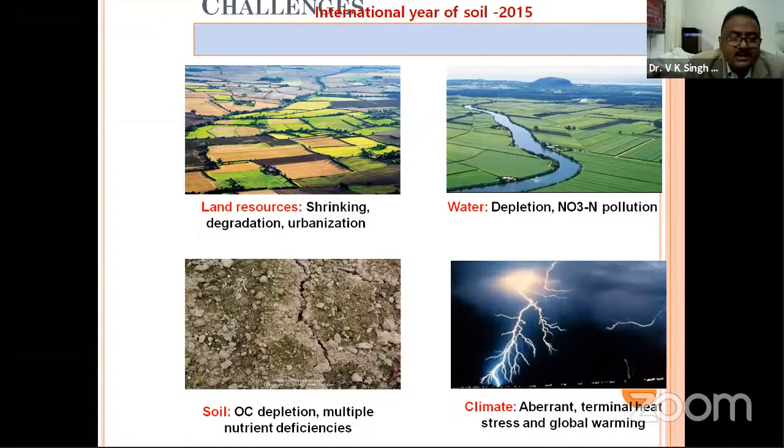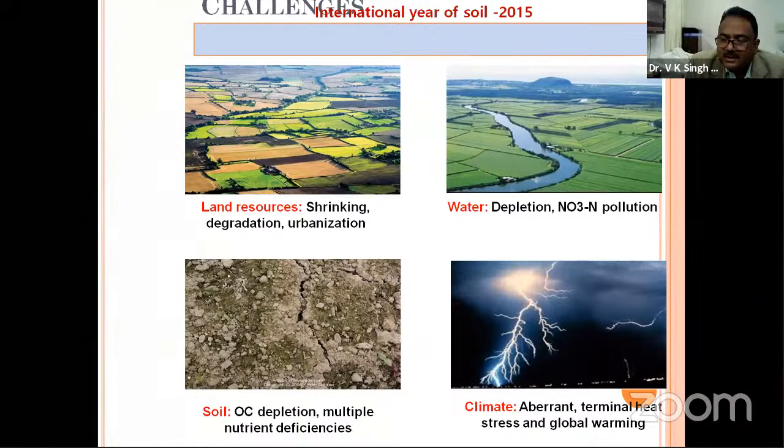Since our agriculture is mainly dominated by two nutrients, nitrogen and phosphorus, urea and DAP, deficiency of other nutrients is coming day by day, because plants take all 16, 17 nutrients. That we call multiple nutrient deficiency.